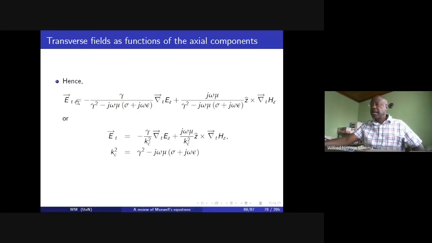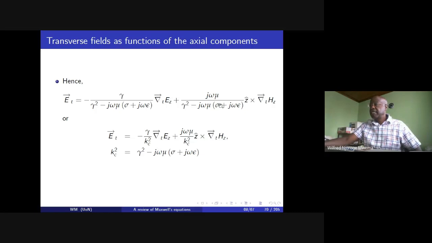E of t. In other words, we can always replace this expression here, gamma squared minus j omega mu into sigma plus j omega epsilon, by a new constant, which we shall call a constant of propagation, and call it k of c. And therefore, this will be replaced by k of c squared, and therefore the equation becomes an easier to see, or an easier to absorb kind of expression that is shown here. So this is the way we'll come about it, and this is what we shall be seeing.